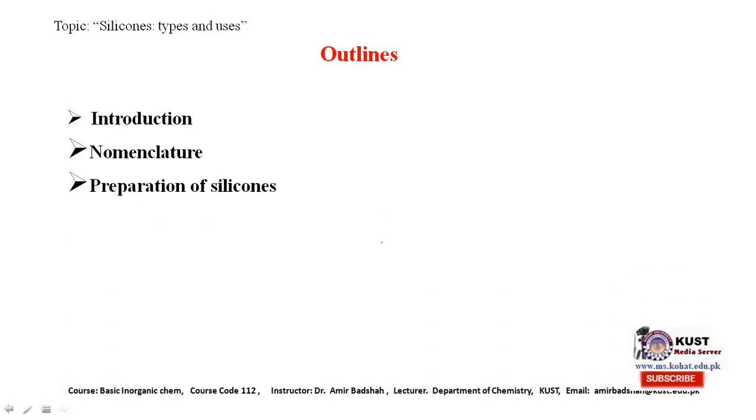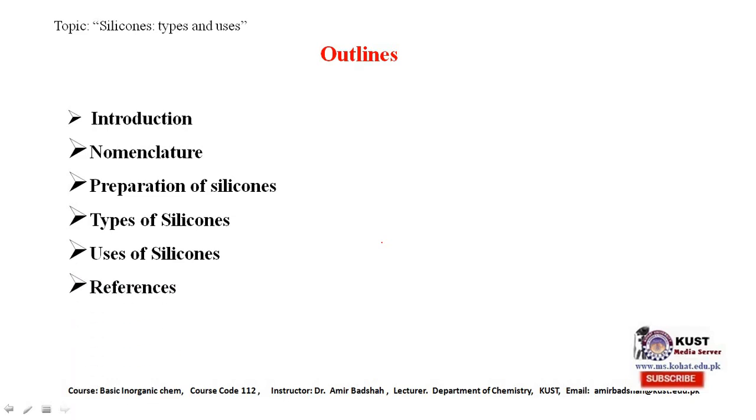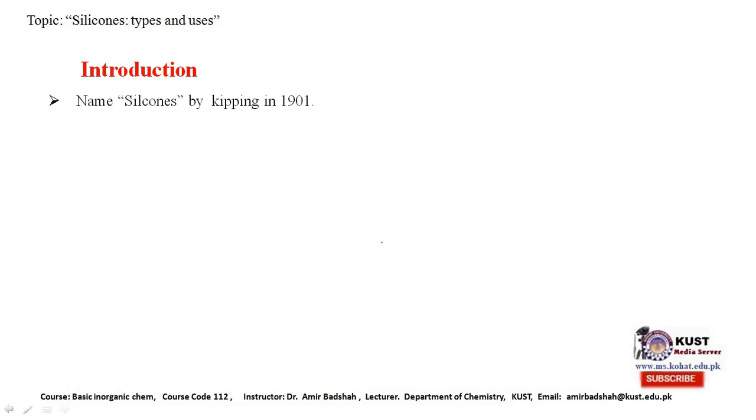The table of outlines is introduction, nomenclature, preparations of silicones, types of silicones, and uses of silicones, and at the end we will mention some references for detailed study. First, we will come to the introduction.